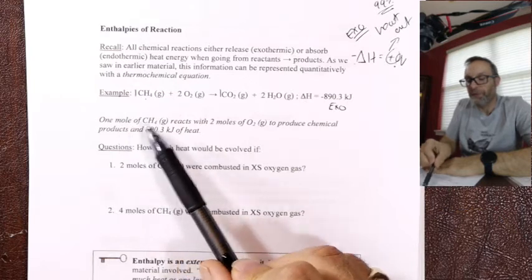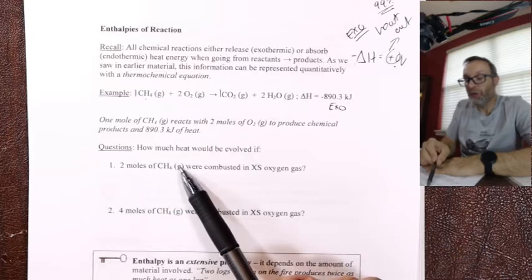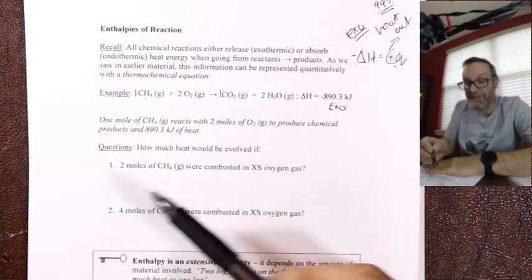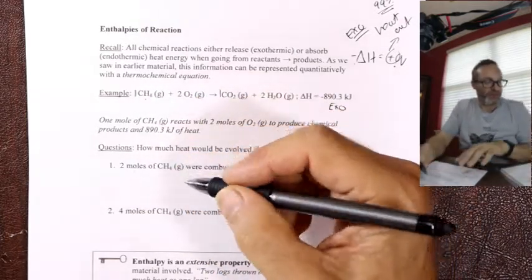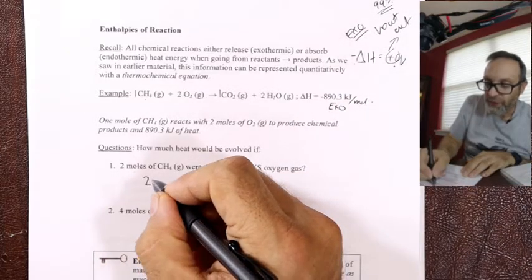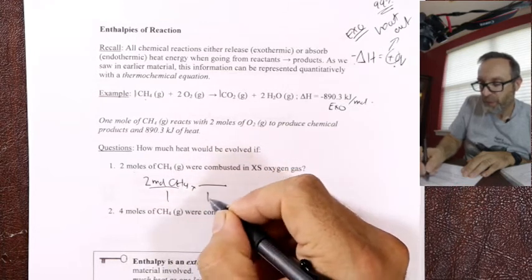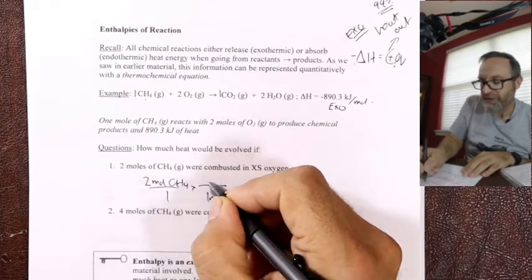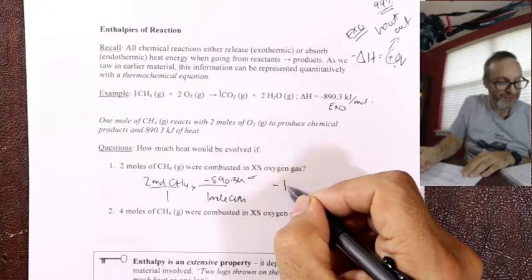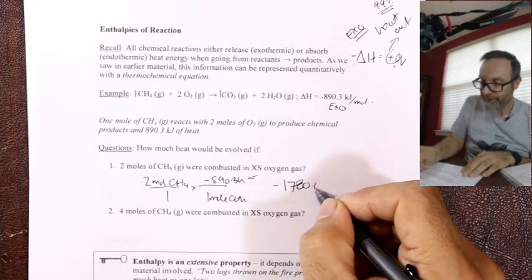So if I had 1 mole of CH4, it's minus 890. If I had 2 moles of CH4 with excess oxygen, it's going to be twice as much, because it's twice as much. So we'll just do a simple thing. 2, and this is usually in kilojoules per mole, I should write that. 2 moles CH4 times minus 890.3 kilojoules per mole equals minus 1780.6 kilojoules.